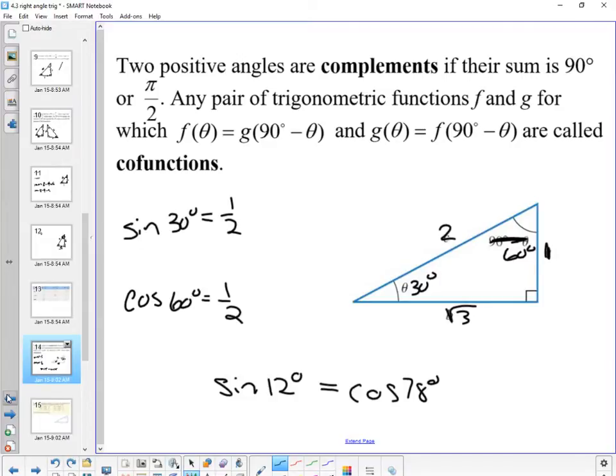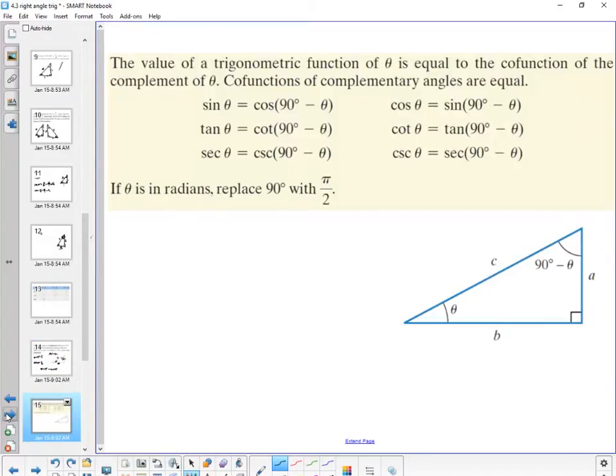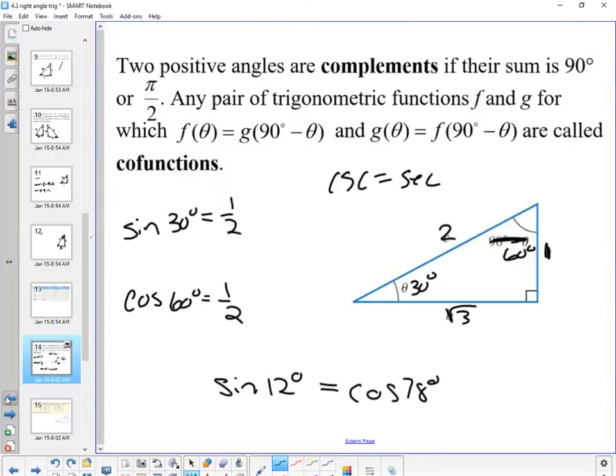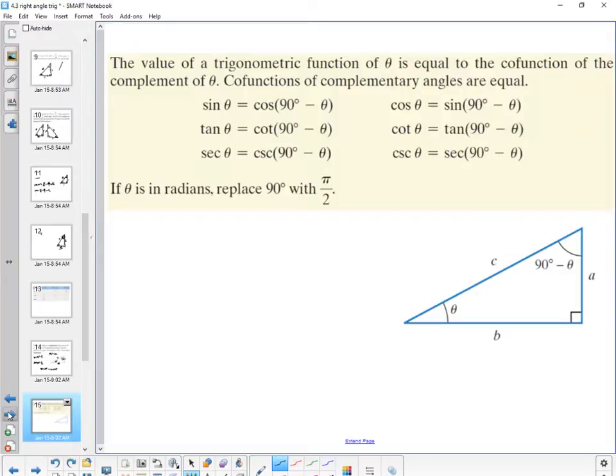Is that the same for cosecant with secant and tangent with cotangent? I believe so, I could be wrong. Can you go back? Yeah, I was going to give you the whole list here. So here's your equivalents. So sine with cosine, tangent with cotangent, secant with cosecant. Okay?